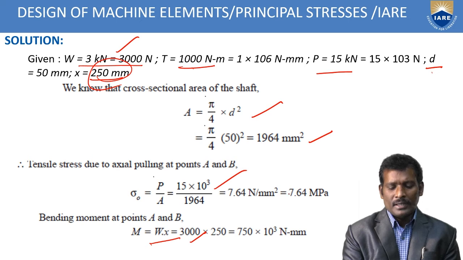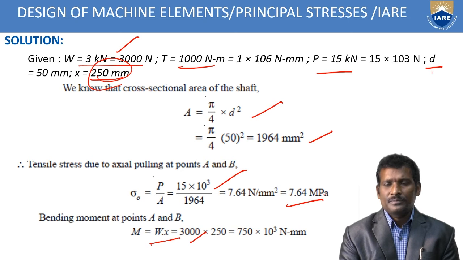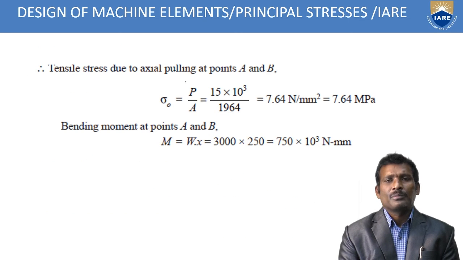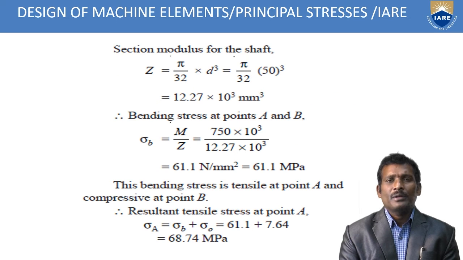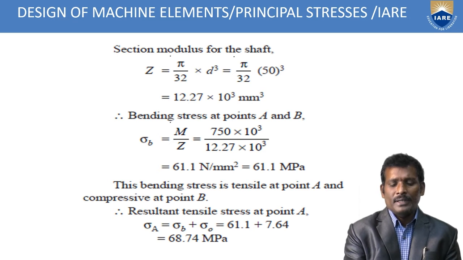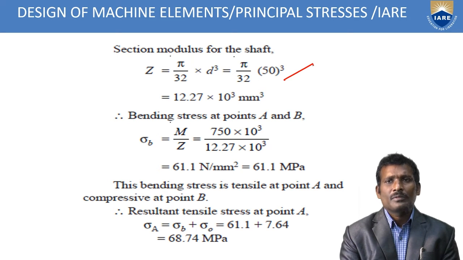The tensile stress due to axial pulling at points A and B we have already calculated in the above step, and the bending moment at A and B also we have calculated. Now find out the section modulus for the shaft, that is Z is equal to pi by 32 into d cube. So pi by 32 into d, the diameter we already know is 50 mm. Substitute values in this equation, so we'll get the section modulus.